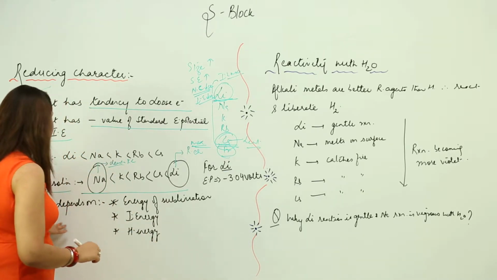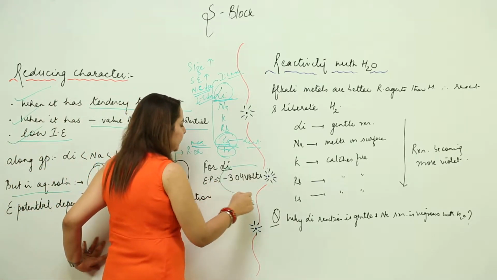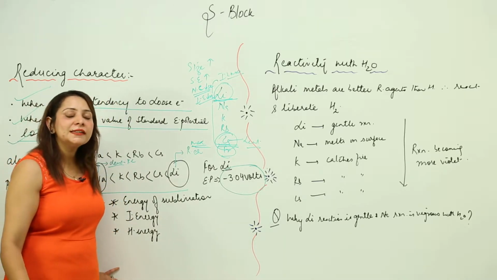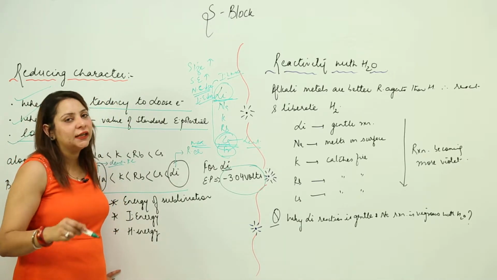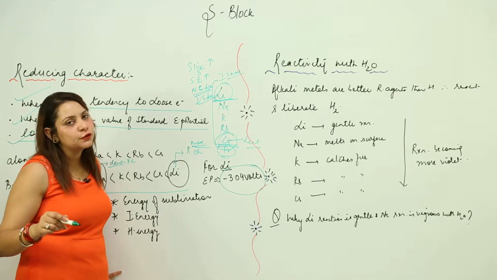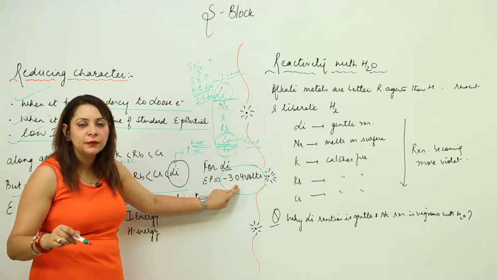The reason is that the electrode potential of lithium is minus 3.04 volts. Now what is the reason that it possesses the maximum negative value? We know that maximum negative means it is a powerful reducing agent. So this value actually confirms that it is a powerful reducing agent.